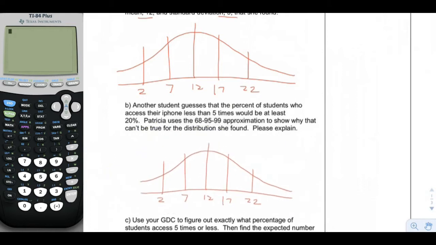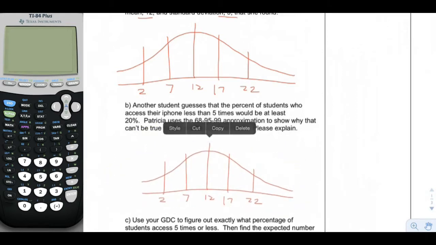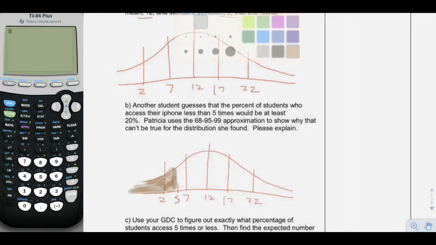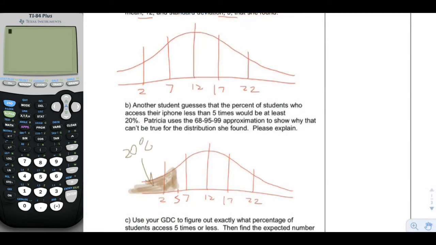Okay, and then we're going to say, somebody said that this percentage of people, the people down here who accessed their phone less than 5 times, is 20%. So let's see, what do you think of that estimate? This person said that this brown area is 20%. Does that look like 20%? Yeah, it could be 20%.